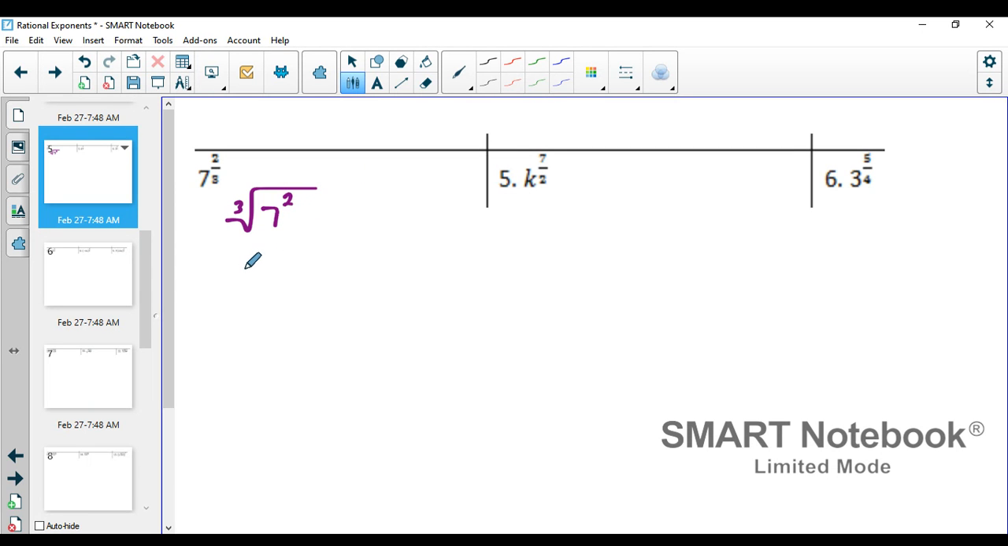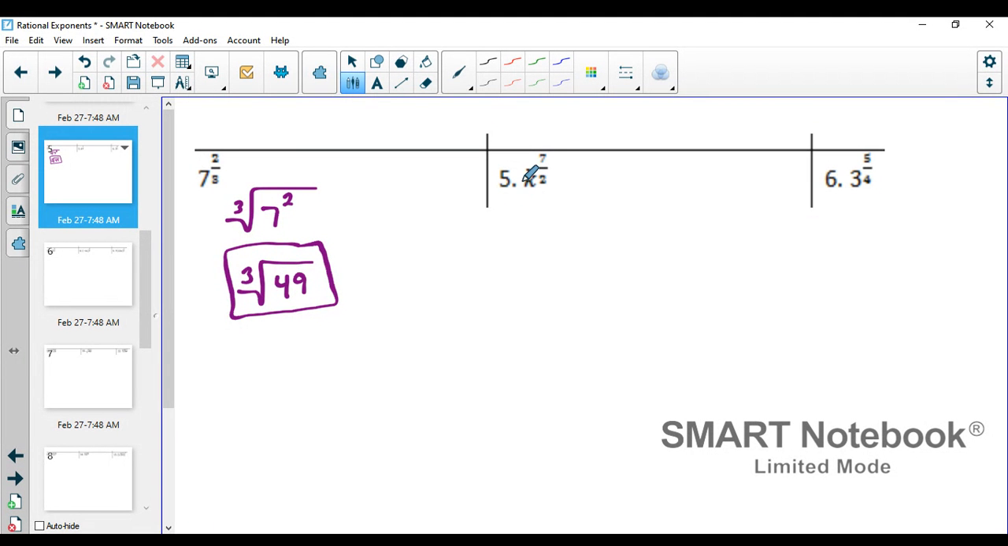So 7 squared is 49. So we are going to simplify that. We have the cube root of 49, and that is 7 to the 2/3 power. We can't simplify that further. 49 does not have any factors that have a cube root, so we're going to stop there.